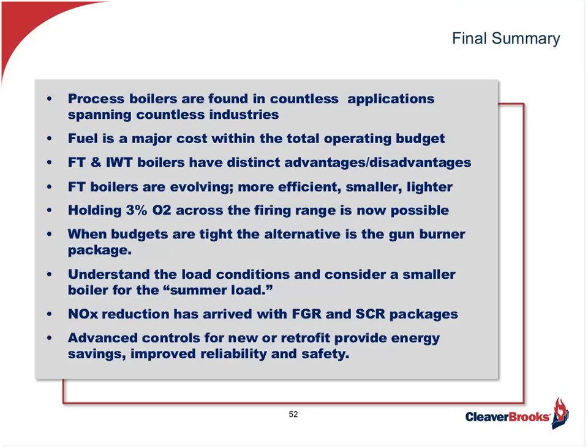So in summary then, process boilers are found in countless applications spanning countless industries. Fuel's a major cost. Fire tube and industrial water tube boilers have distinct advantages and disadvantages. We should know those. Fire tube boilers are evolving, more efficient, smaller, and lighter. Holding 3% O2 across the firing range is now possible. And when budgets are tight, the alternative is the gun burner package.